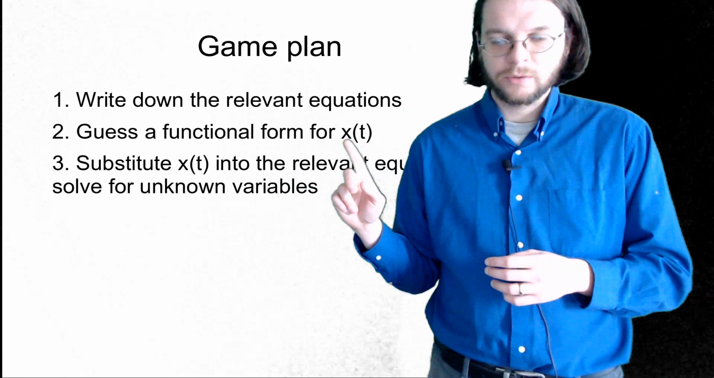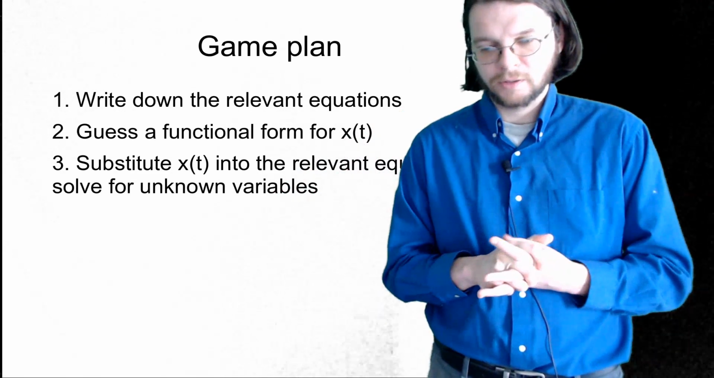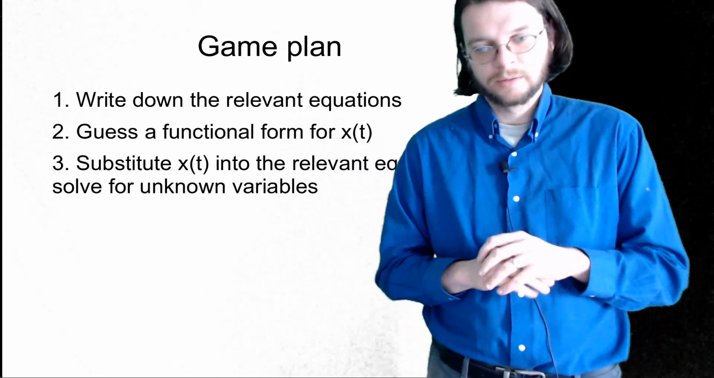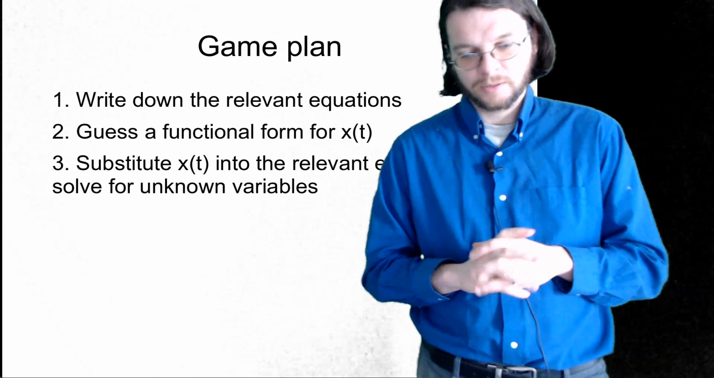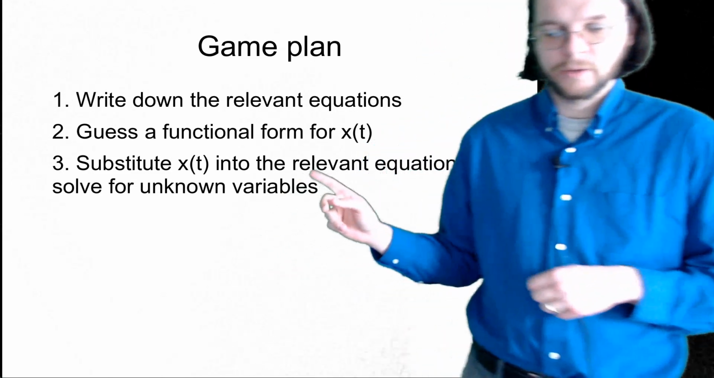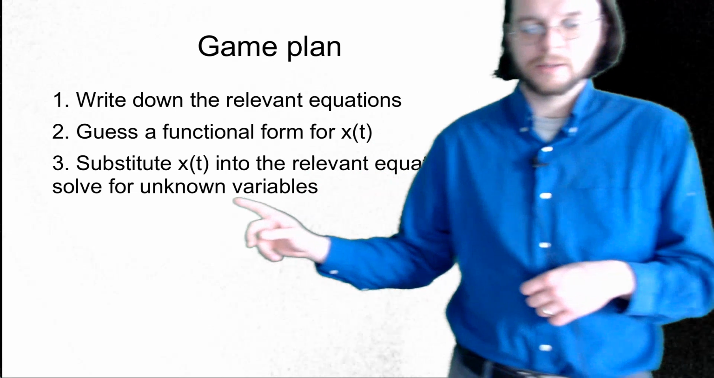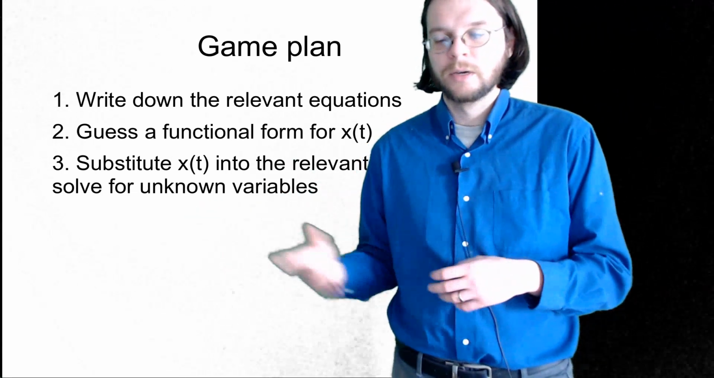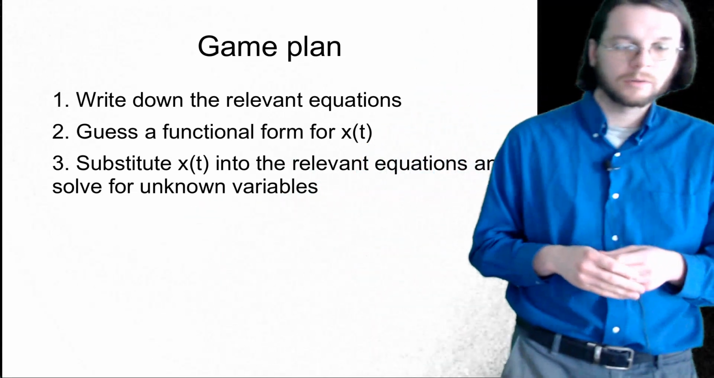What we're going to do is guess the functional form of x of t. It's always good to be a good guesser. Doesn't always work, but sometimes it does. We can guess that functional form, then substitute that into the relevant equations and try to figure out the variables that are there.